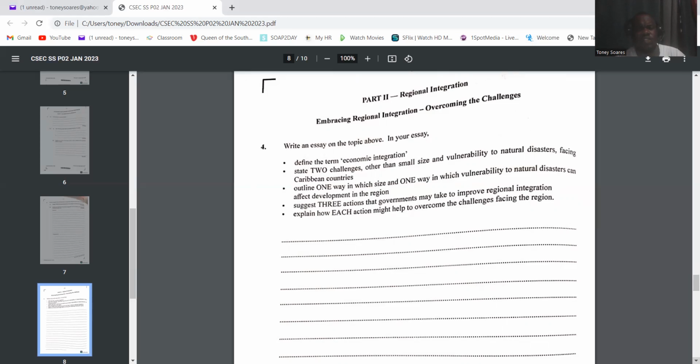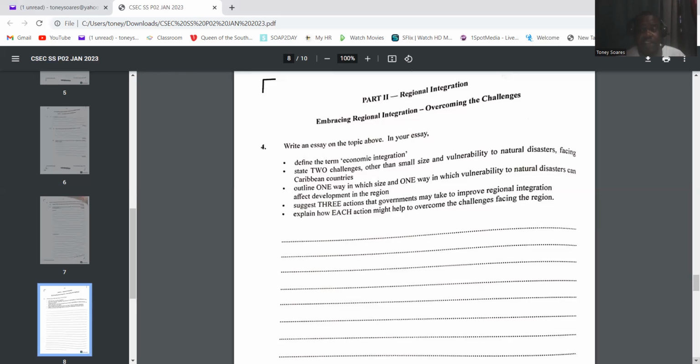All right, so economic integration is actually dismantling trade barriers, right? So that countries who are part of the agreement are likely to survive in terms of exports. Good. Now, state two challenges other than small size and vulnerability to natural disasters facing Caribbean countries. So you are going to look at this to zero in on what they're asking. They're saying, all right, other than small size and vulnerability to natural disasters, state two other challenges.